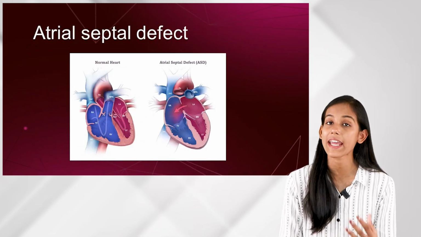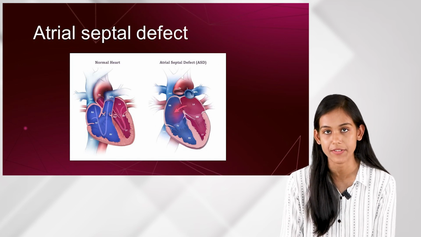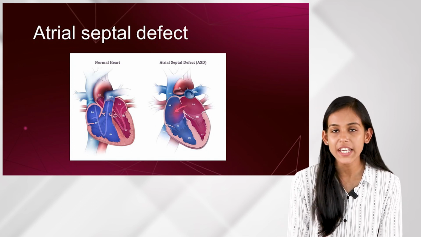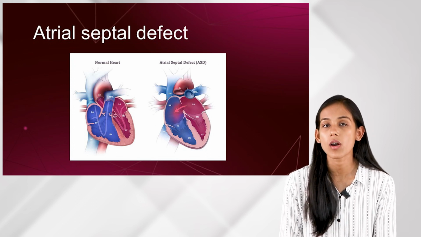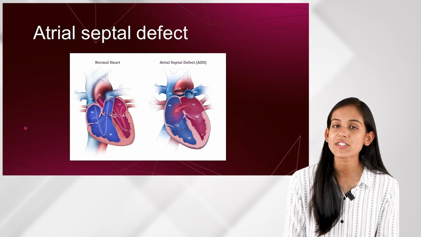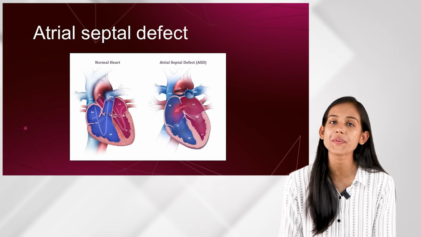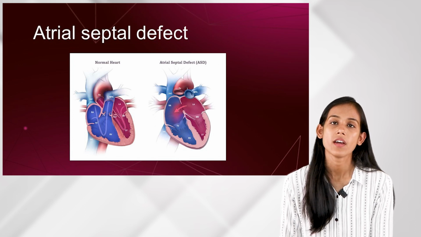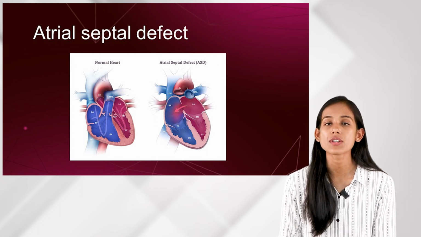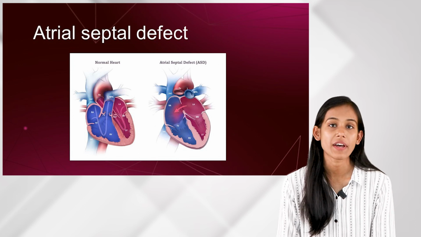And then we have ASD, that is atrial septal defect. As I told you about VSD, that is ventricular septal defect, where there is a hole in the wall of the ventricles. Now here we have atrial septal defect, in which there is a hole in the wall of the atrium. So this is also a birth defect of the cardiovascular system.